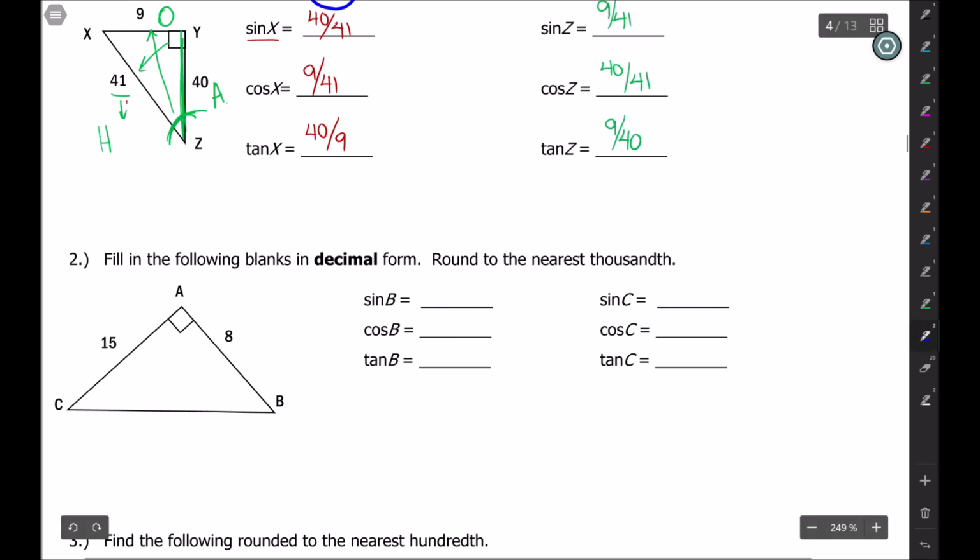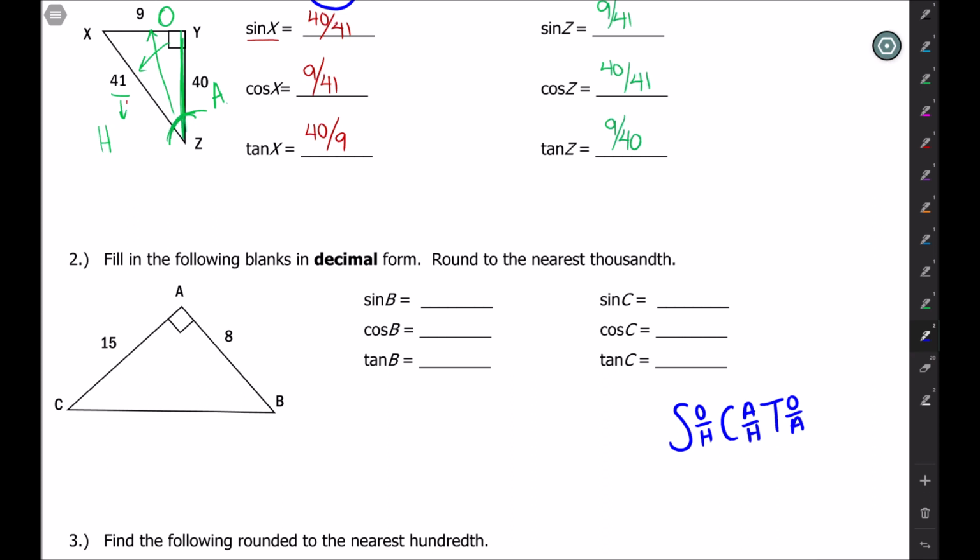So same thing, first thing we want to do is write out SOH CAH TOA. Okay, and here we know that angle B right here is what we're trying to find: sine of B, cosine B, tangent of B. Everything's based on angle B right here. So if you look right here, we know that the 15 is the opposite because it's across from it and it's not the hypotenuse. The 8 is the adjacent because it's right next to it right here.